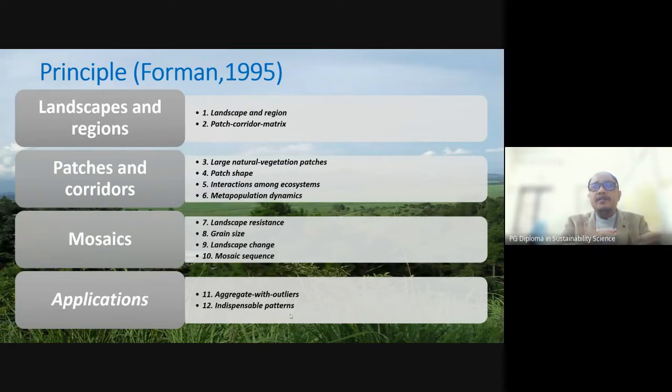Then different ecosystems in a large landscape, the interaction happens. Then you will see population is dynamically changing: the floral population, that is botanical, is also changing, and the faunal population is also changing. At the same time, when we talk of the mosaic, we will see grain size and how it changes. Here we can talk about the frequency of changes and the magnitude of changes, which give different shapes. So the last category, let's talk about application.